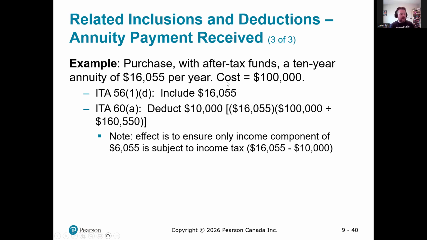So purchase with after-tax funds a 10-year annuity of $16,055 per year. The cost was $100,000, so my cost was about $10,000 per year. So we'll take the $16,000 I will receive, subtract the cost for that year. The difference of $6,000 is going to be included in income.